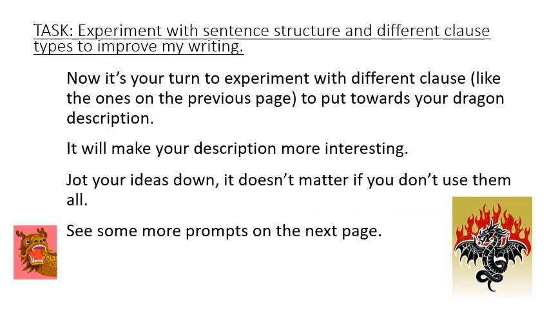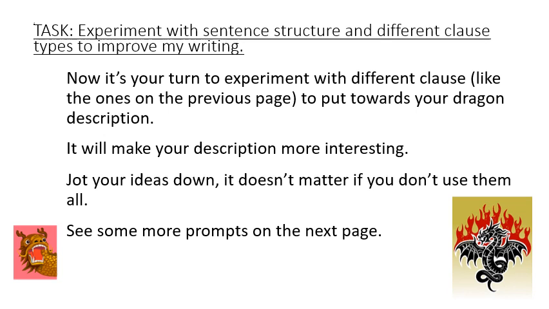So now it's time for your task. Today you are going to experiment with your sentences and using different clause types. Try and use the different clause types that I just spoke about: embedded, relative, and subordinate clauses for adding extra information. Yesterday we were looking at words and phrases, and today we're moving on to sentences. So put all of these lovely descriptive clauses and sentences towards your dragon description that we're going to work on tomorrow. You are not writing the full description, you are not writing paragraphs, you are just writing your sentences. So jot your ideas down. It doesn't matter if you don't use them in the end.